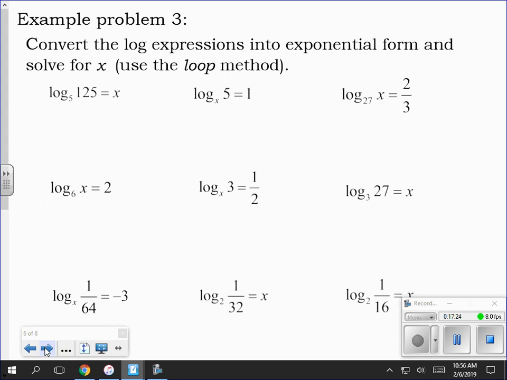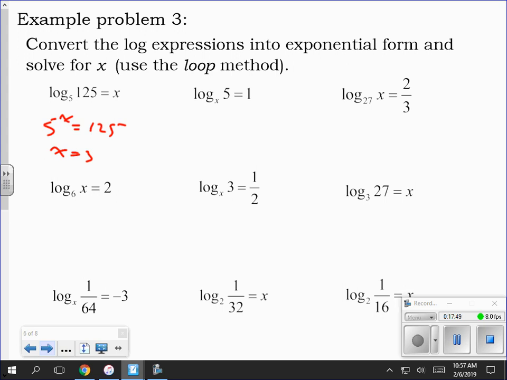Okay, this is the same thing we just did, except not all of them are going to be x by itself. You still have to rewrite it as an exponential, but the x isn't always going to be the exponent like the last set of problems we had. So this one, I hope you can get this one because we just did this problem. 5 to the x is 125, so x equals 3.